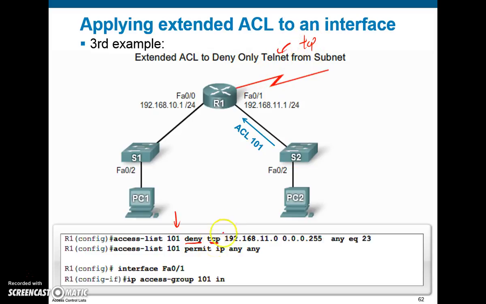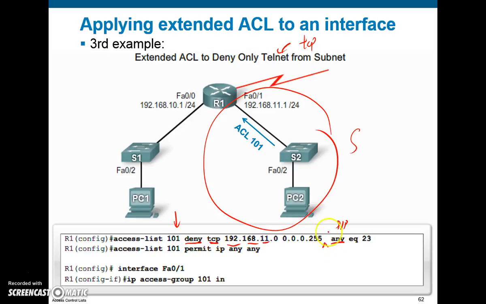So again, TCP from where? The source is here, which is the 192.168.11 network. To where? To any possible destination. So the destination IP is any. That means it cannot telnet to any IP address. So here I do not need to check the destination. It covers all the destination IP addresses.